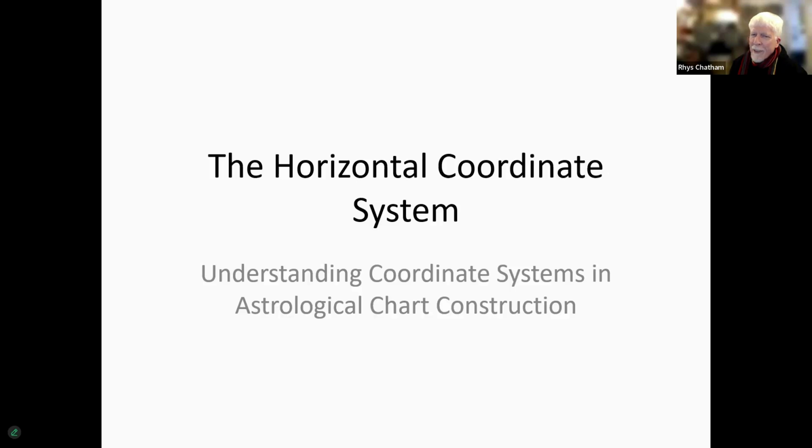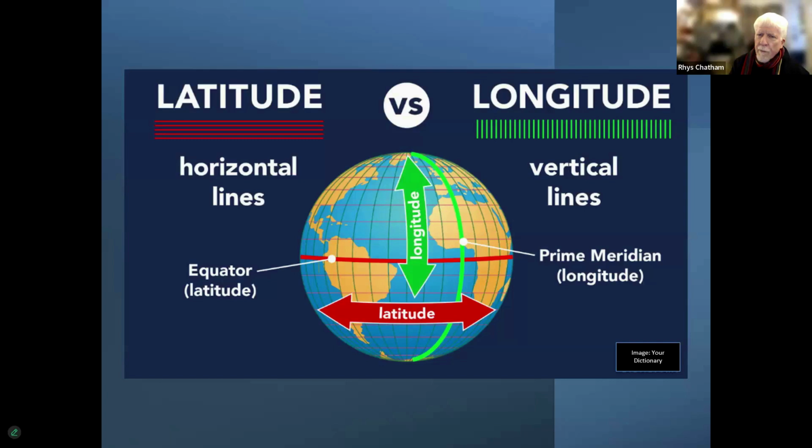Here's a brief video on the horizontal coordinate system as it applies to astrological chart calculation. When we create an astrological chart, we're basically freezing the sky in time, capturing a symbolic picture of what it looks like from a particular spot on Earth at the moment someone was born. Let's quickly review first the geographical reference system to get going.